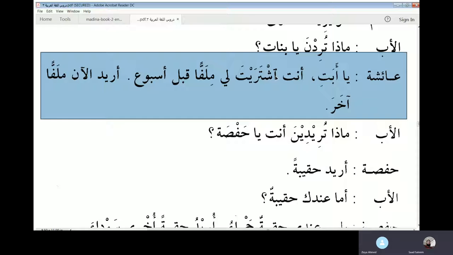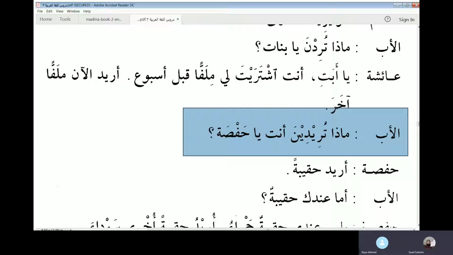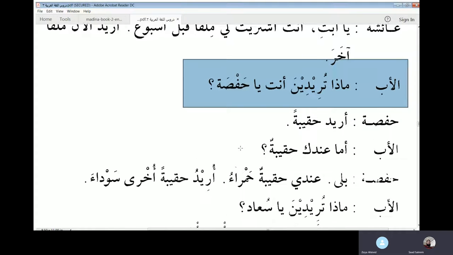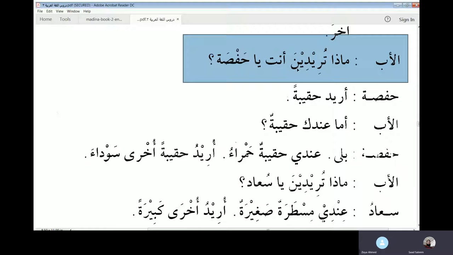Oh my father, you bought for me a file a week ago. Ureedu milaffan akhar. Now I want another file. Al-ab: Madha tureedina anta ya Hafsa? What do you want, O Hafsa? Hafsa: Ureedu haqibatan. I want a bag.